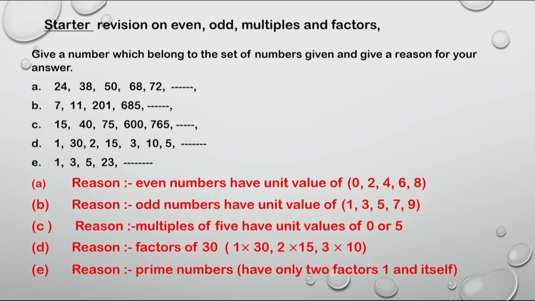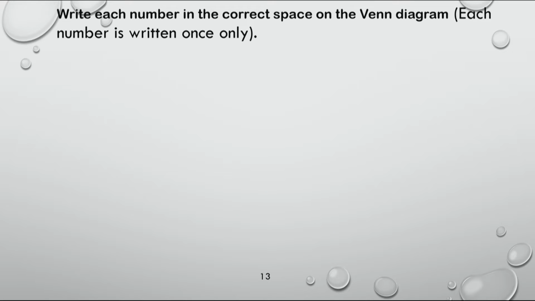And the last one, the set of 4 numbers there, it's prime numbers. I'm sure that some of you may have seen that in S1. Prime numbers have only 2 factors, 1 and itself. Excellent. Now we go on to the main part of the lesson.